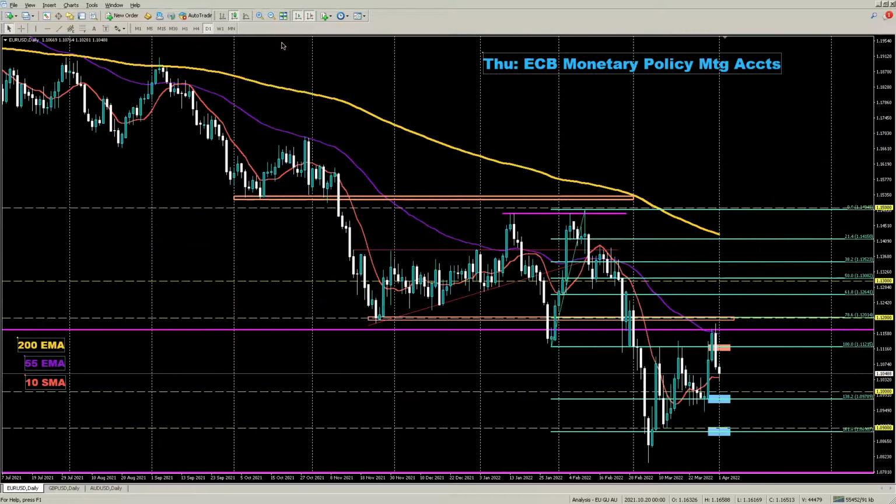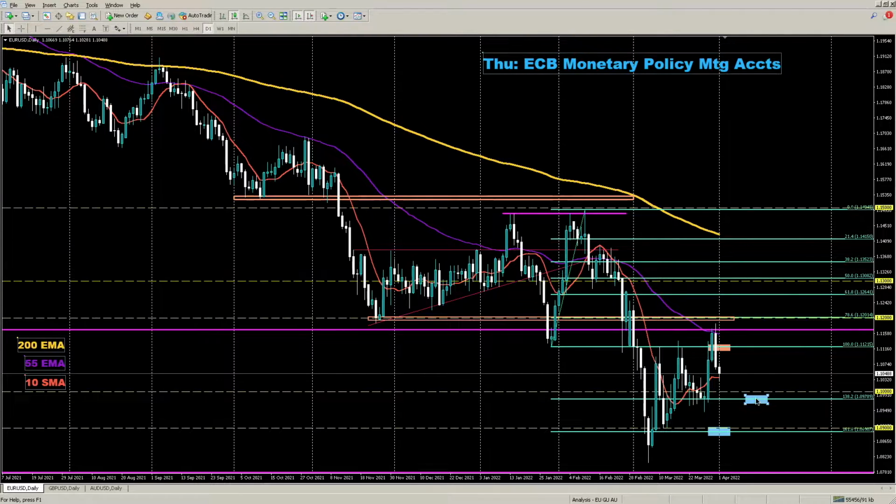Let's kick off with the Euro, where it attempted to climb up higher during the first half of the week, after finding support from this support zone. But then after hitting the resistance and the daily 55 EMA, it has pulled back lower.